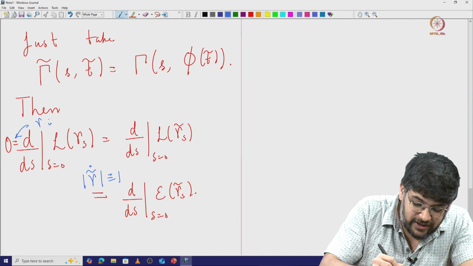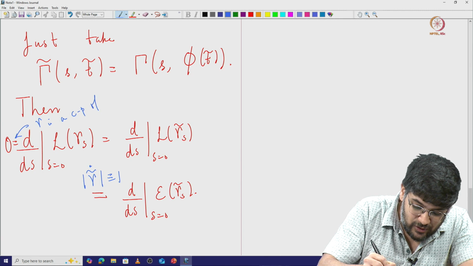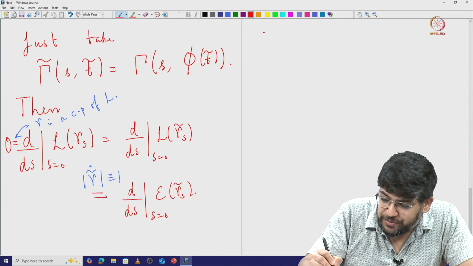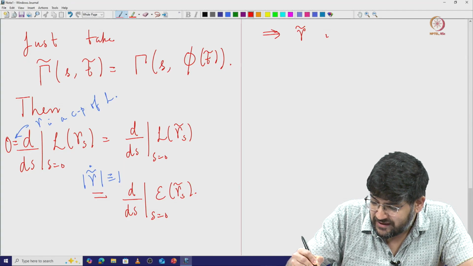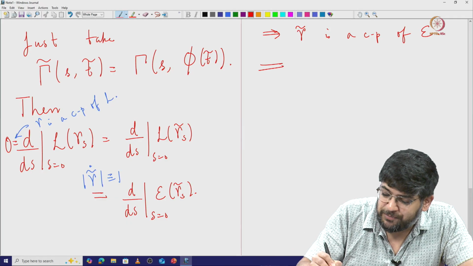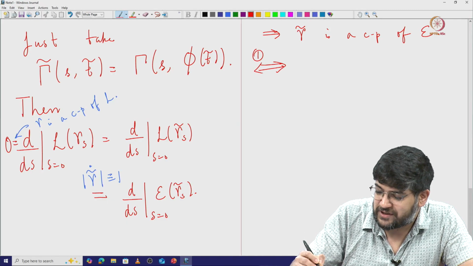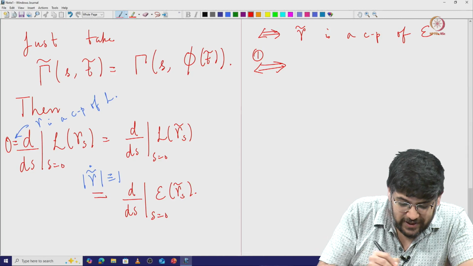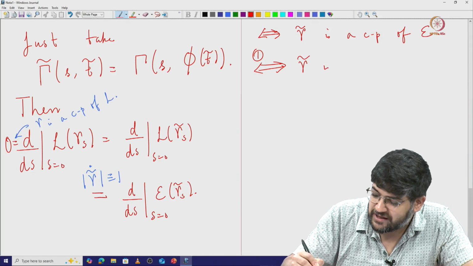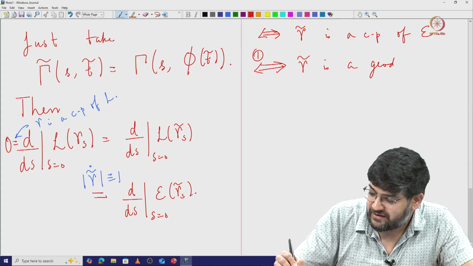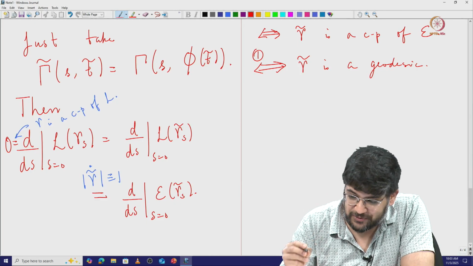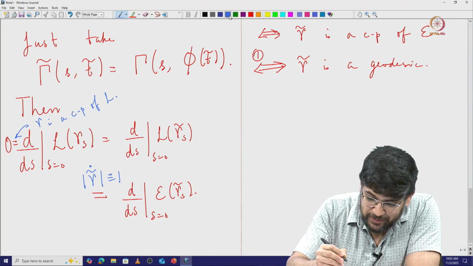So gamma is a critical point of the length functional, right, which means that gamma tilde is a critical point of the energy functional, which means by 1 this is equivalent to the statement that gamma tilde is a geodesic, and we are done. Okay, so the second part is clearly a consequence of the first part. So let us now prove the first part.